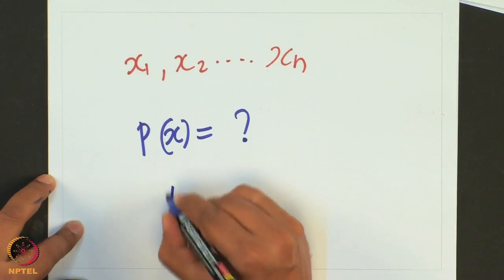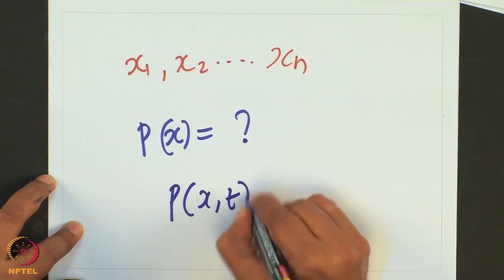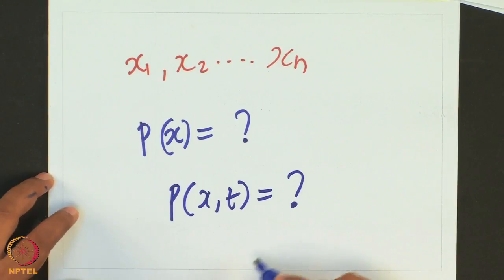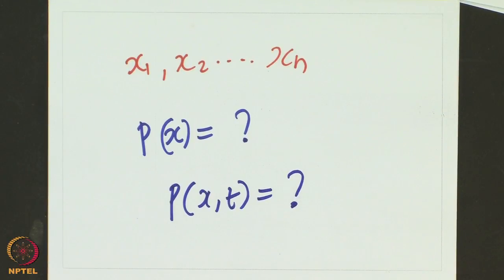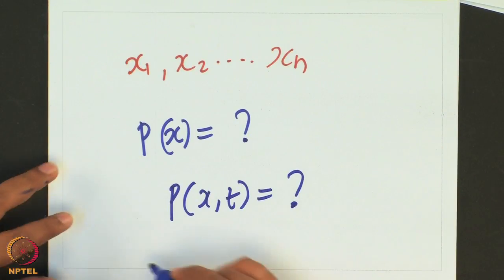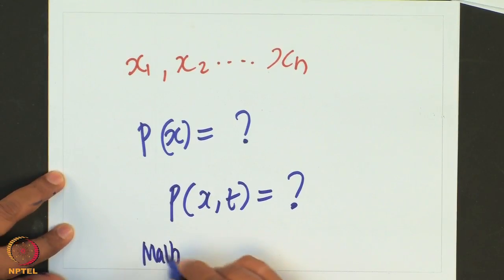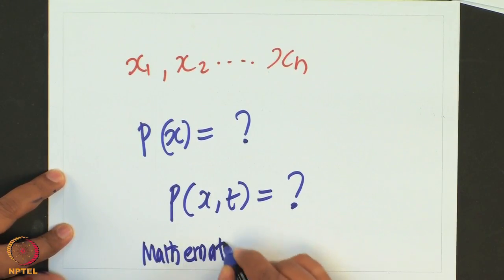It turns out that it is possible, and people write equations for probability distributions. A lot of mathematical modeling is done to understand and predict what the probability distribution would be given a phenomena. So the aim of this mathematical modeling is to predict P of x comma t given some phenomena. This is the ultimate aim of a lot of mathematical modeling.